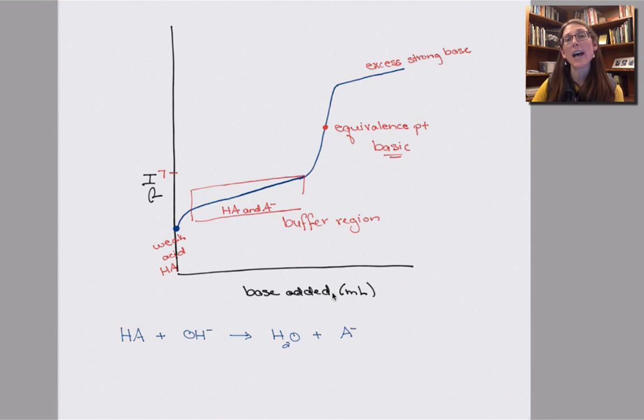And so one way to tell whether you're titrating a strong acid or a weak acid is to look at the pH of your equivalence point. If the pH of the equivalence point is basic, you must have a weak acid present in solution.